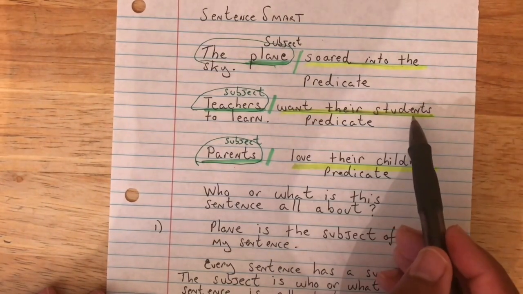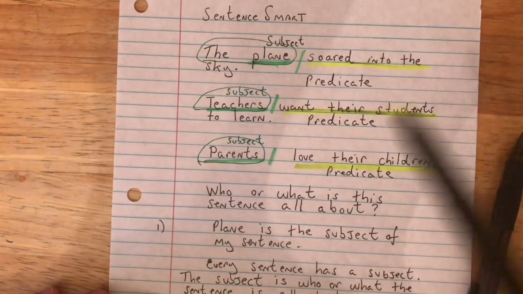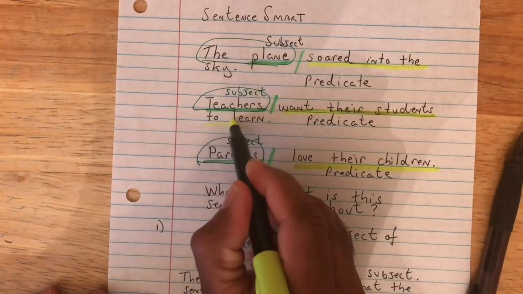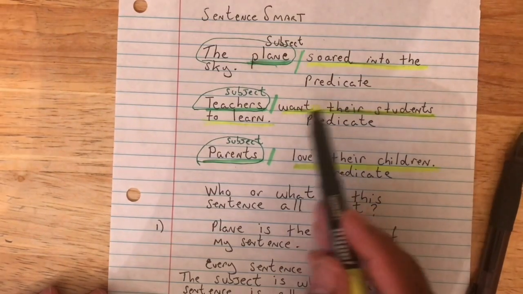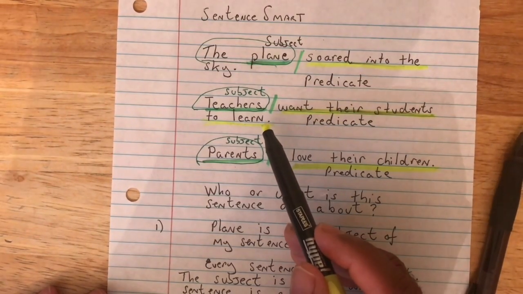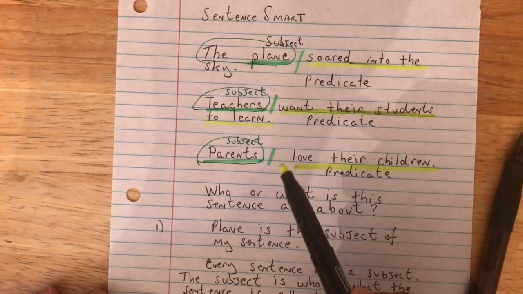Teachers want their students to learn. Well, you see, what I did was I separated it into my subject, teachers, but now I also know something important. The rest of the sentence tells me about teachers. What am I saying about teachers? Well, I'm saying they want their students to learn. So this is my predicate part.